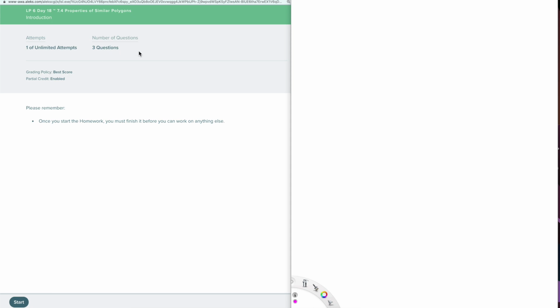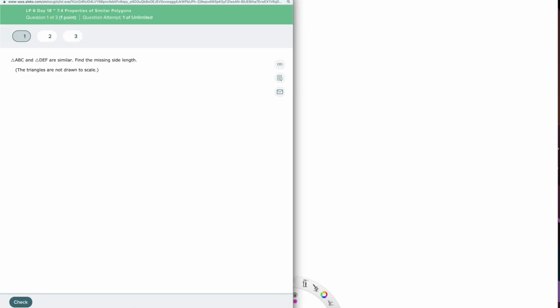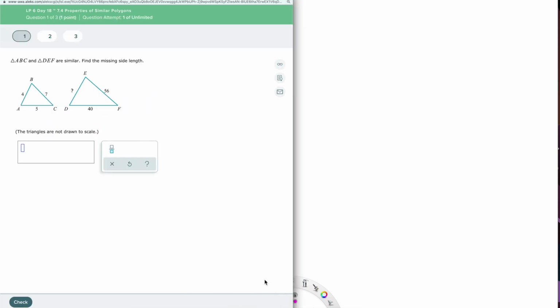many you answer correctly. Please remember, once you start your homework, you must finish it before you can work on anything else. What that means is once I click start here, down in the bottom right corner, I need to make sure that I click the submit assignment button when I want to leave this screen. I know I don't see it here on my teacher preview, but you will see it on your student screen.